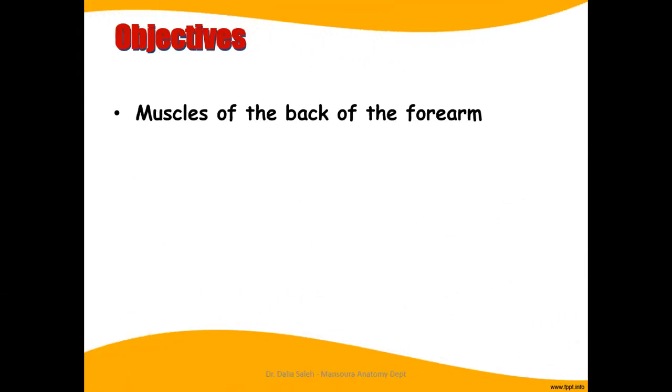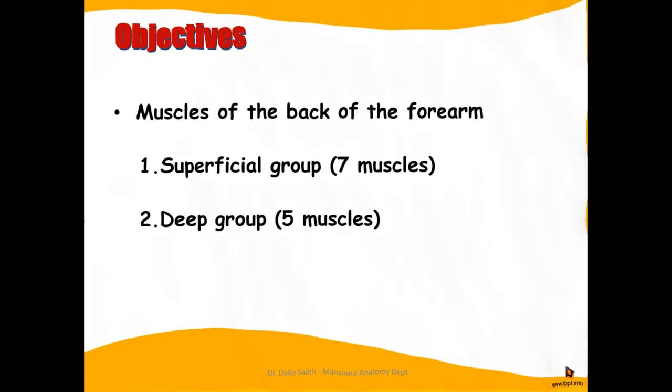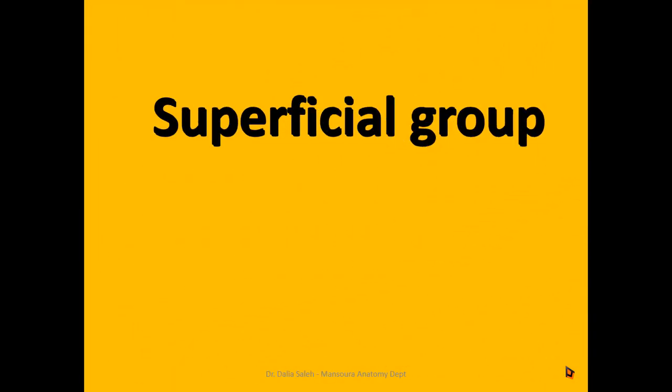In this presentation, I will cover the muscles of the back of the forearm, and we should know that they are arranged into two groups: a superficial group which consists of 7 muscles and a deep group which consists of 5 muscles. Let's start first with the superficial group.